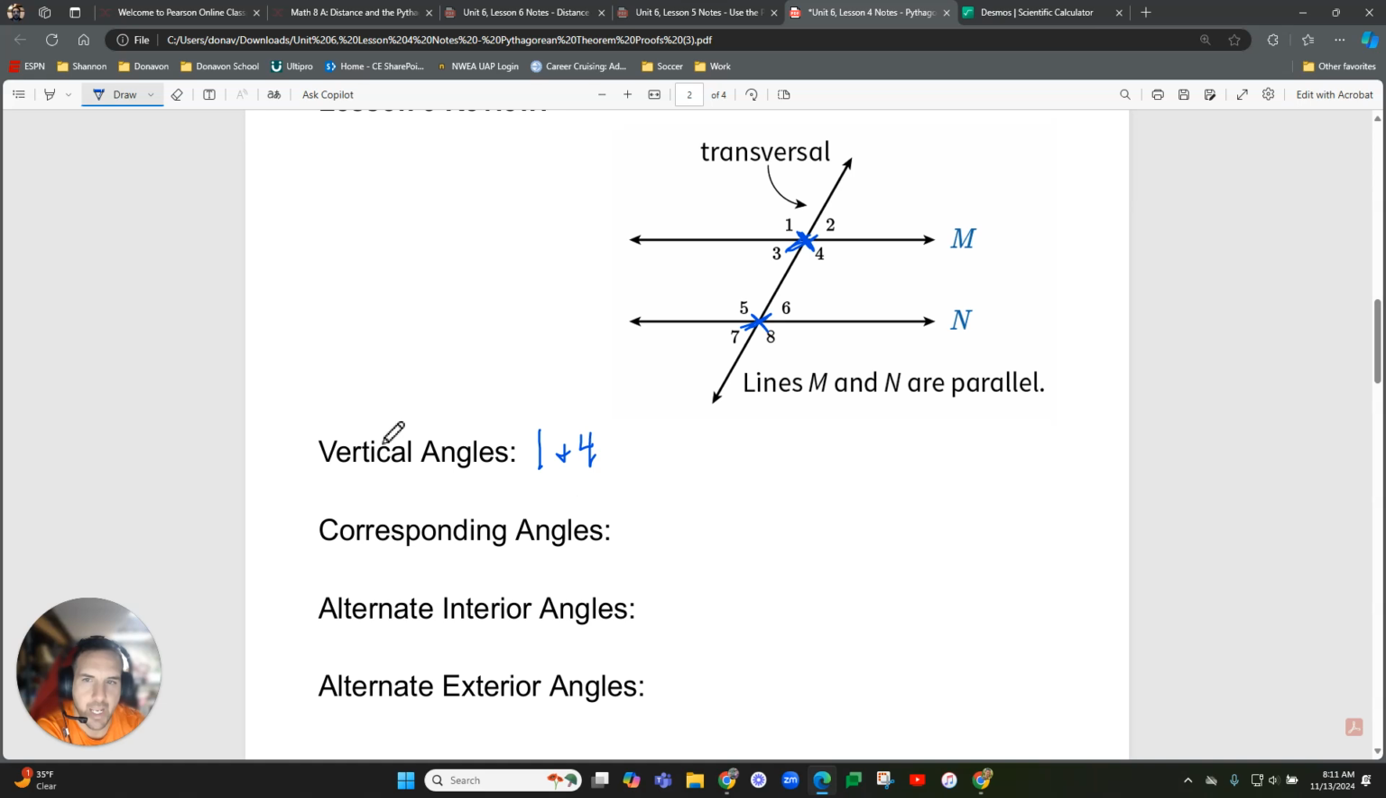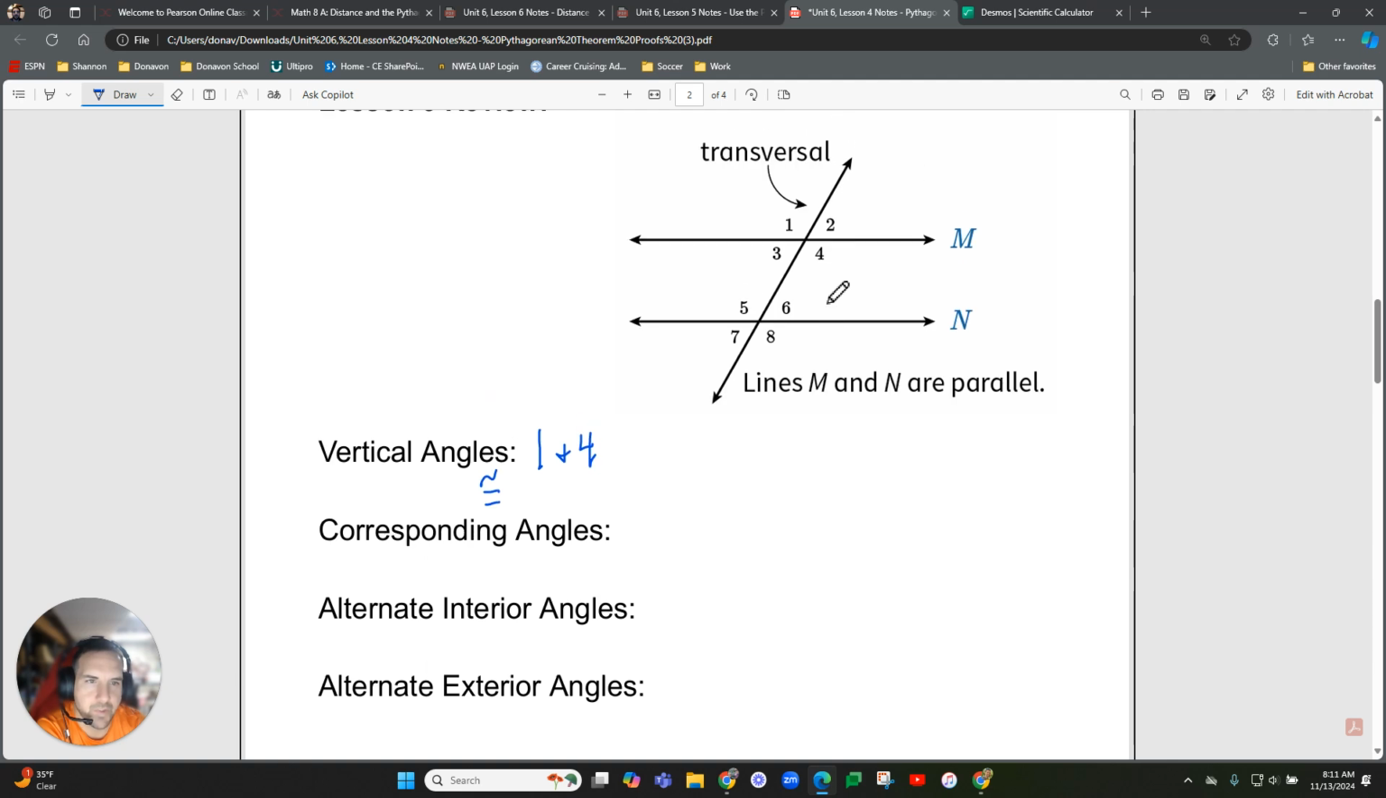So angles that are on the opposite side of an intersection are vertical angles. And one thing that we know about all vertical angles is that they are congruent, meaning they have the same measurement. So if 1 is 120 degrees, then 4 would have to be 120 degrees.